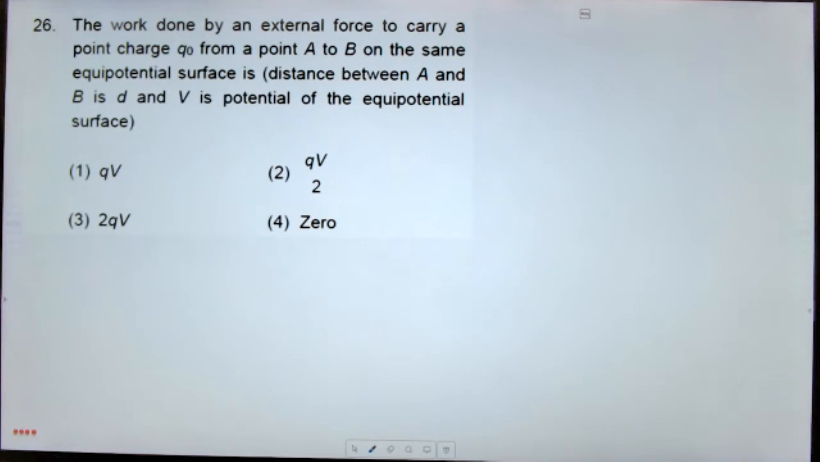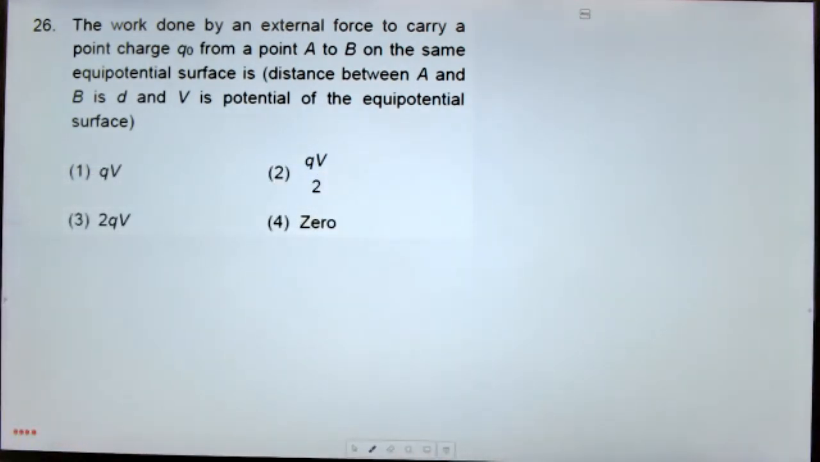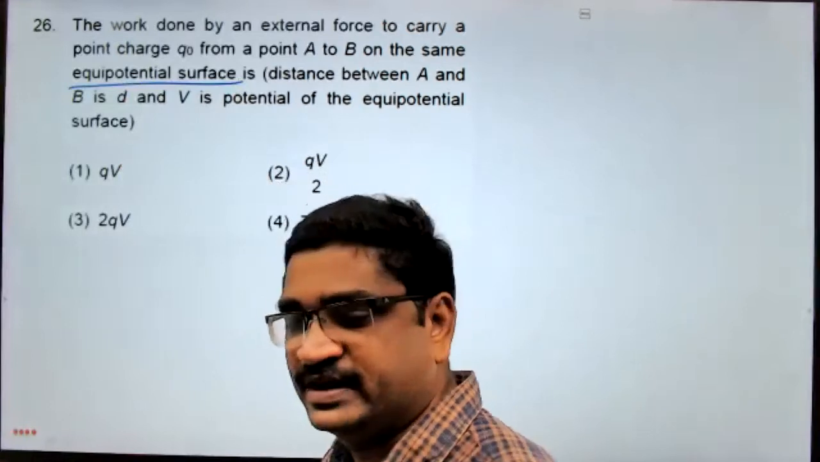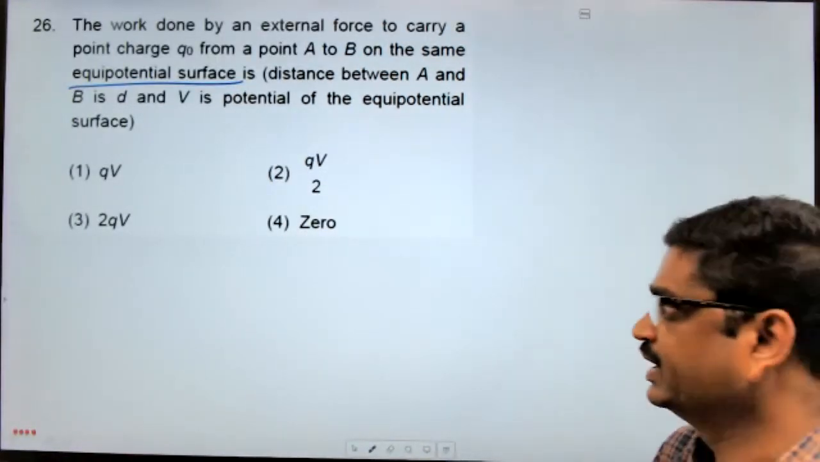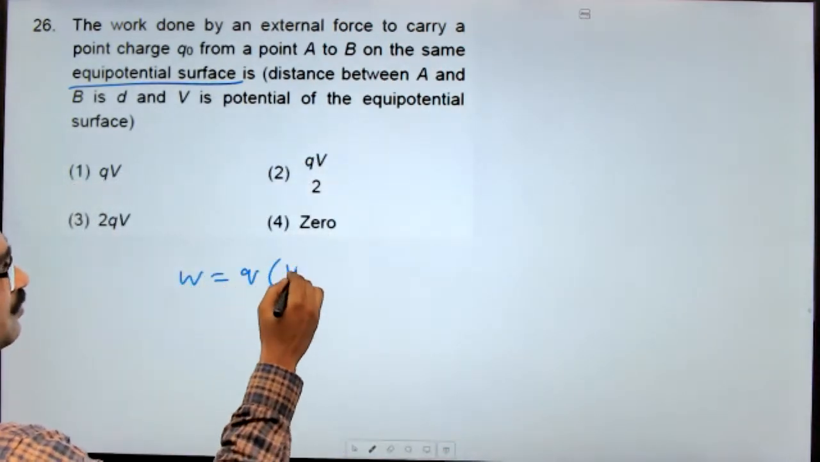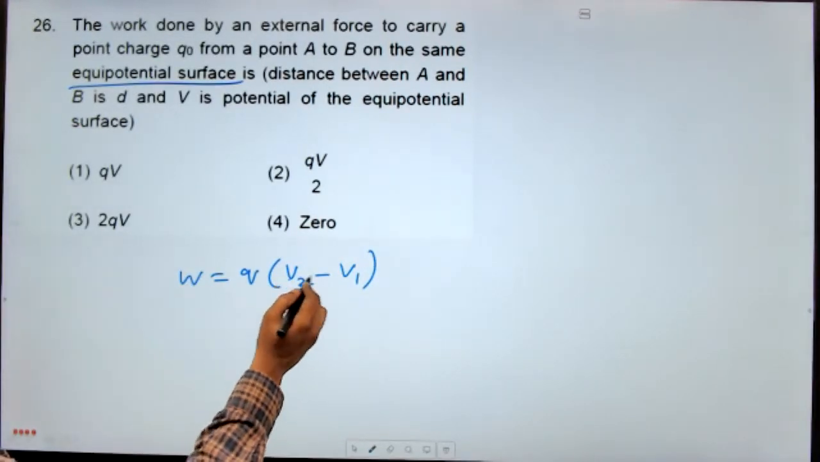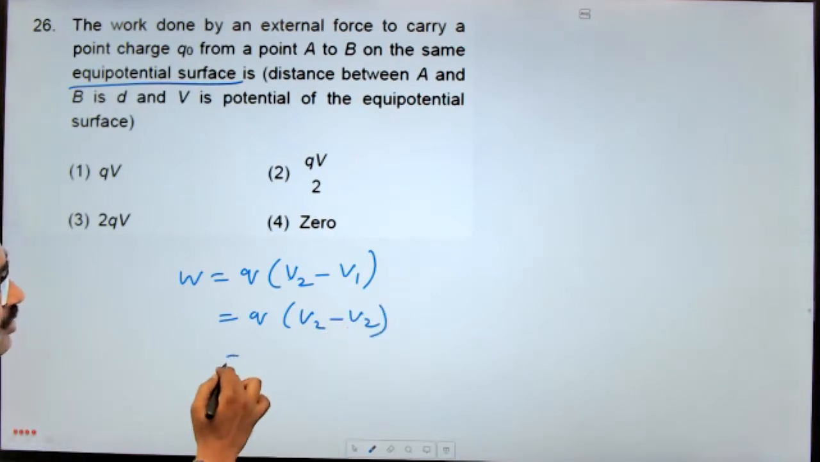Next one. Work done by an external force to carry a point charge Q0 from A to B on the same equipotential surface. So if a charge is moved through an equipotential surface, then work done is 0. Because work done equal to Q into (V2 minus V1). Equipotential surface means potential is same, V2 equal to V1. So Q into (V2 minus V2) is 0. So work done is 0 in this case.